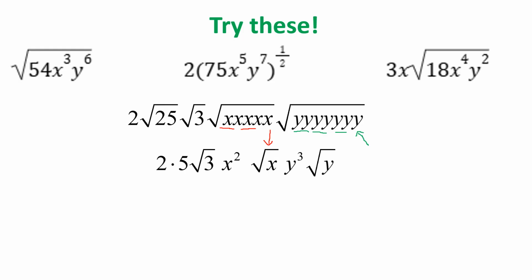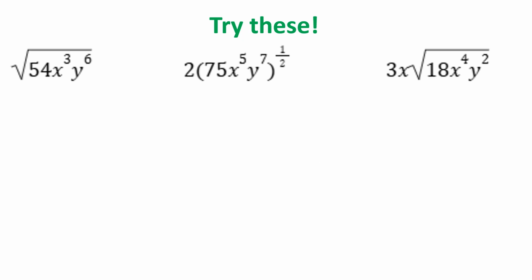Now, if I rearrange all of this, 2 times 5 is 10. Then I have x squared y to the third. And underneath the radical, I'm going to have 3xy. All right, let's try the last one.